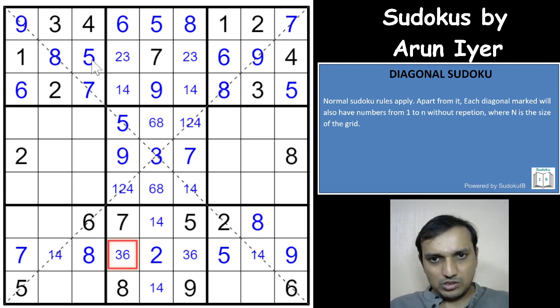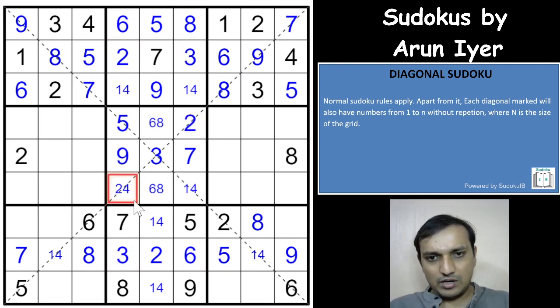This 6 gives you a 3 here and a 6 here. 2 and a 3 here, that gives you 2 here, and these two cells are 1 and 4. Oh sorry, yeah, okay.